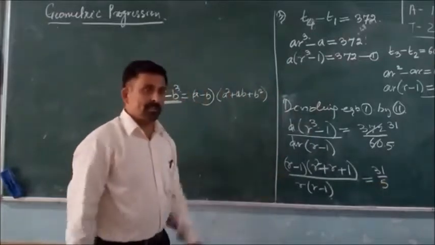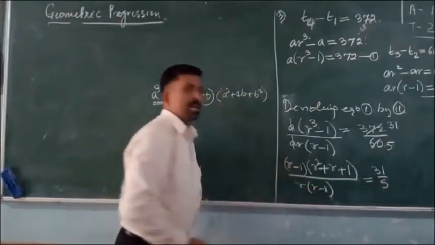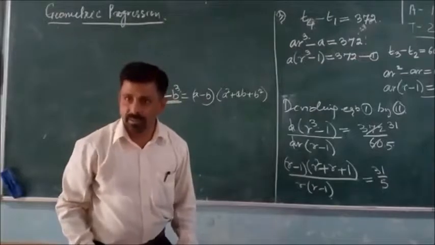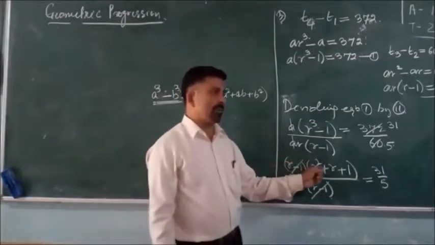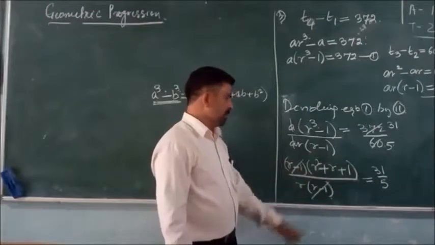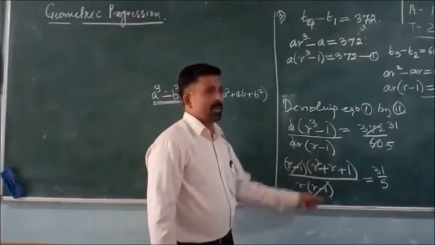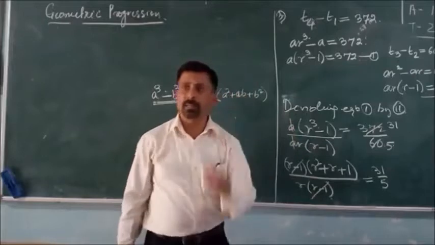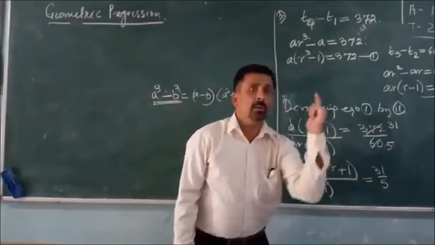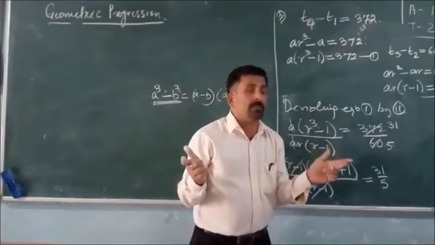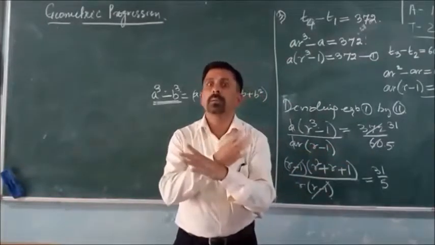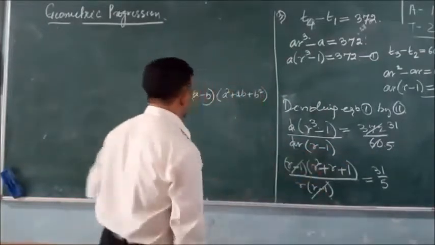This is 31 over 5. Now after doing this, we can see this and this factor has become common, so they can be simplified. This is now cancelled. Now numerator you have only r square plus r plus 1, and denominator you have only r. That means ultimately on the left hand side we have only one fraction, and on the right hand side also we have only one fraction. In that case, if you have one fraction on either side of the equal to sign, we can go for cross multiplication.